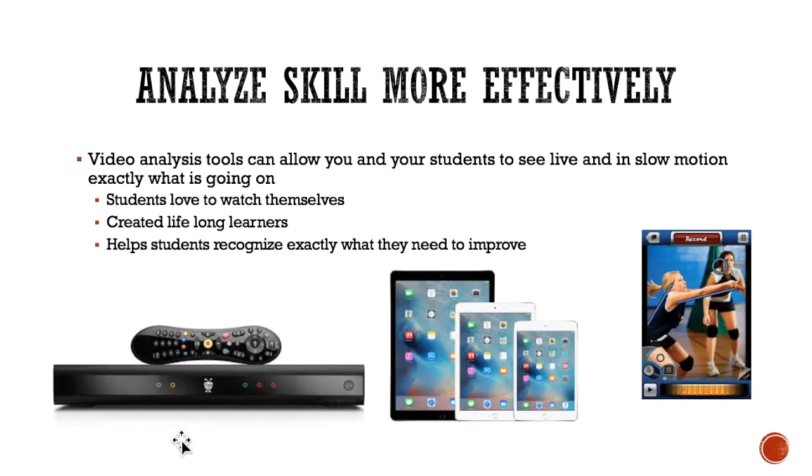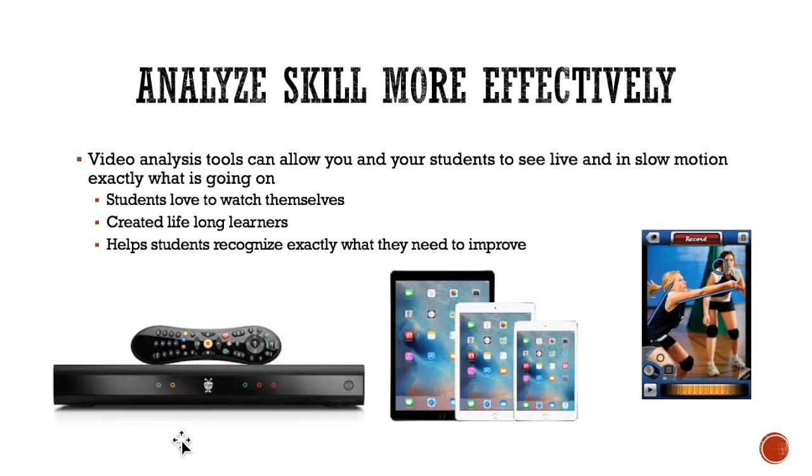A TiVo can be set to delayed playback, so students can perform their skill, and then they come to the TiVo and they can watch it in slow motion. And it's a continuous feed, so they never have to touch buttons. So they perform their skill, they come right over to the TiVo, they can analyze their own skill using a rubric, and it's as simple as that. They can go on to the next station.